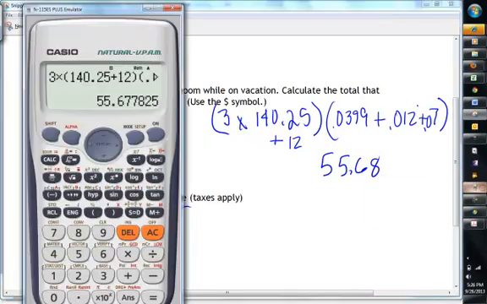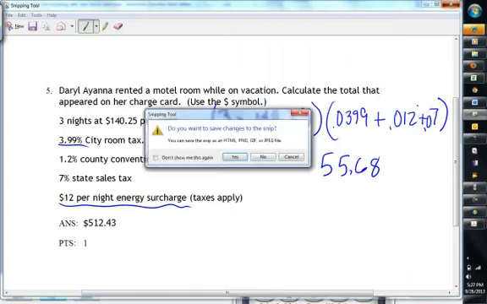So onto that tax, we're going to add 55.68 plus 3 times 140.25 plus 12. And we get 5,000. I must have done something wrong. Let's try it again. You better not be paying that much. 55.68 plus 3 times parentheses 140.25 plus 12. There we go. And we get $512.43. If you have any questions, give me a holler.